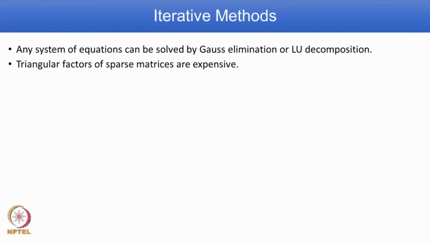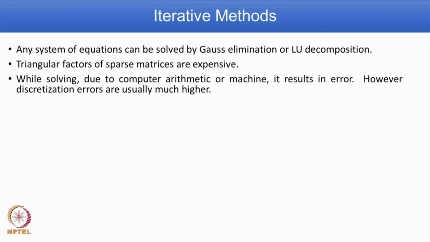There are other issues. For example, triangular factors of a sparse matrix. A sparse matrix is one where you are not able to identify the matrix into some form; it has elements distributed throughout, with values here and there in the particular coefficient matrix. Such a matrix is called a sparse matrix, and triangular factorization of a sparse matrix is usually very expensive.